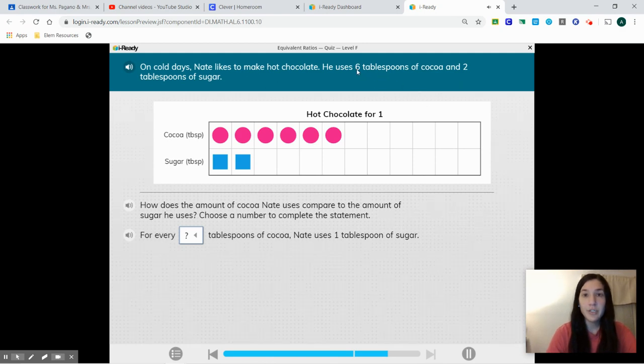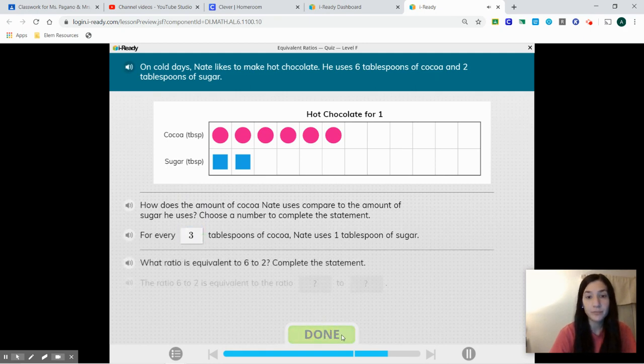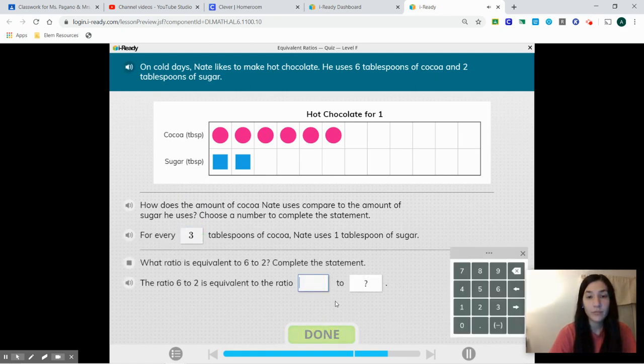So if you look at our ratio, we have 6 tablespoons of cocoa and 2 tablespoons of sugar. So we're simplifying 6 to 2, which is going to be 3 to 1. So we know that for every 3 tablespoons of cocoa, Nate uses 1 tablespoon of sugar. What ratio is equivalent to 6 to 2? So complete the statement, let's use our simplified form of 3 to 1.